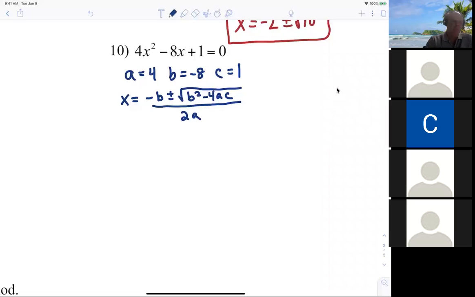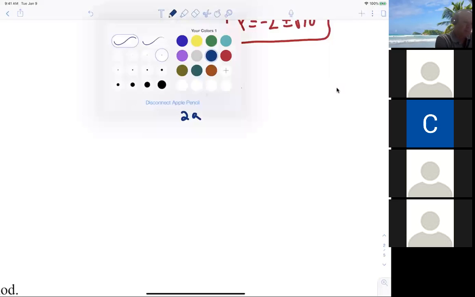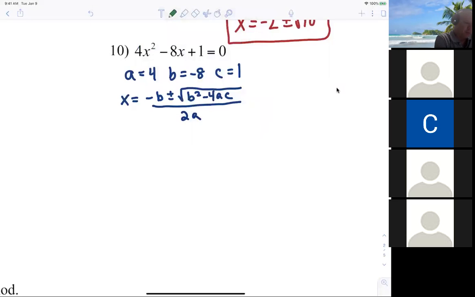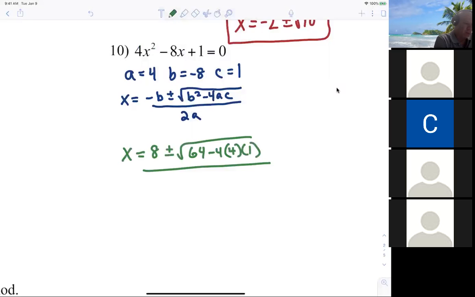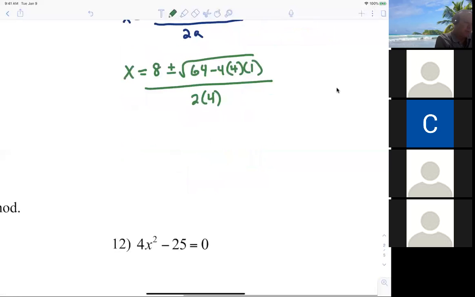All right, guys, let's see how you're doing. X equals 8 plus or minus the square root of 64 minus 4 times 4 times 1. Everybody okay with that? All right, let's see what the next step is.